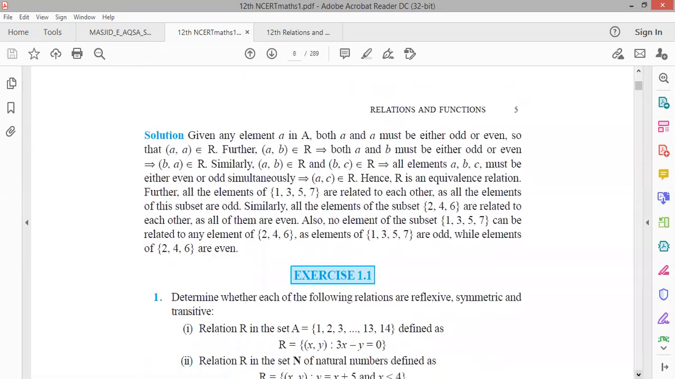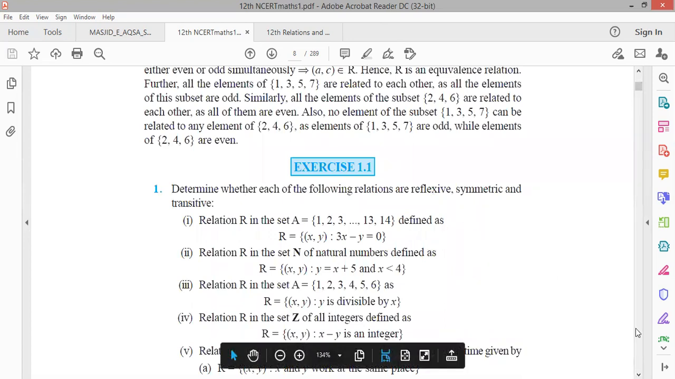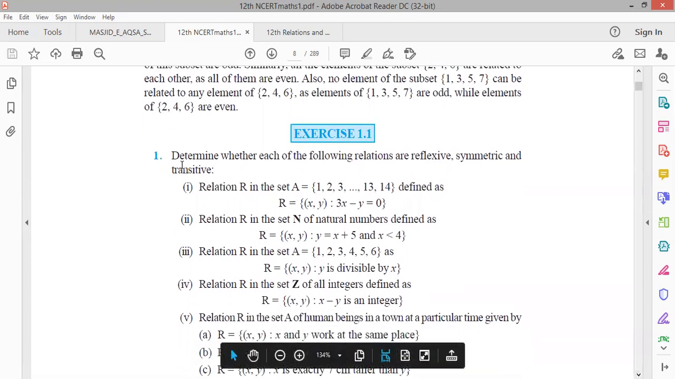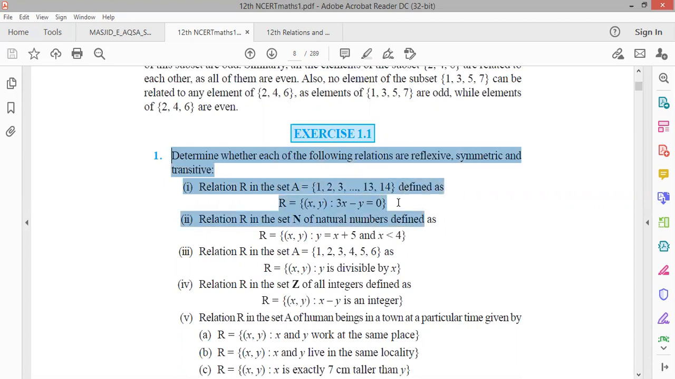After that, we have exercise number 1.1. To go through this exercise is very simple. The question is: determine whether each of the following relations is reflexive, symmetric, transitive. The first relation given here is on the set A equal to 1, 2, 3, 4 up to 14, and the relation R is defined as a collection of ordered pairs where 3x minus y is equal to 0. That means the first entry is related to the second entry in a thrice relationship.